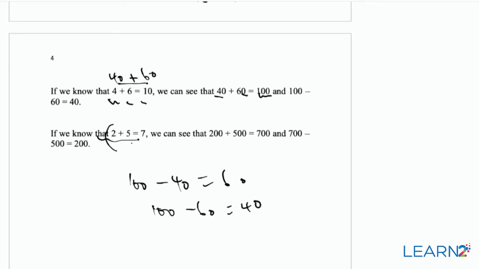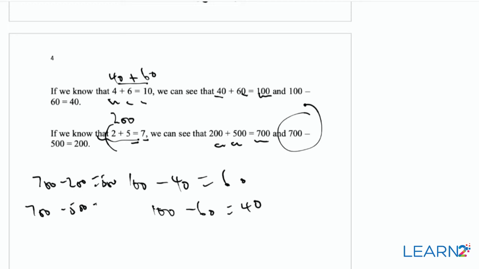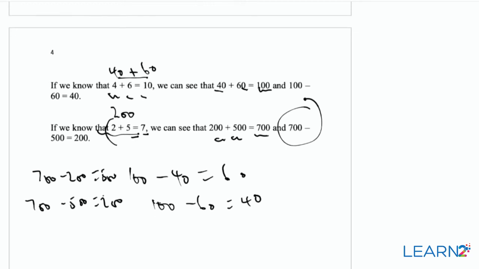You know that 2 and 5 is 7. What happens if we add 2 zeros? 200 plus 500 would be 700. What will be your facts with 700? You could say 700 less your 200 gives you 500. Or you could say 700 less your 500 gives you 200. So it's quite easy. These number sentences and bonds are quite straightforward.